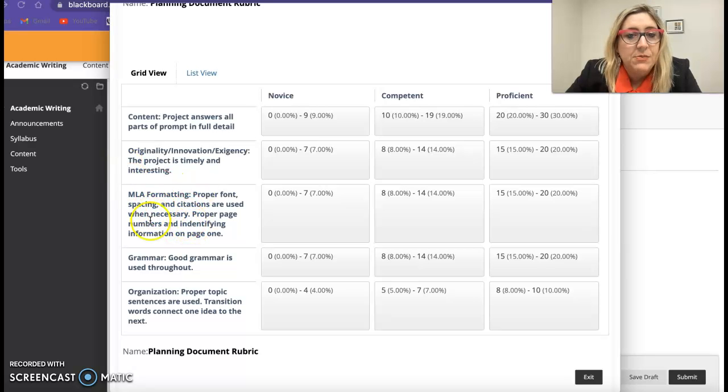We're also going to be getting some points for MLA formatting, of course. I know that that's going to be new for some of us, but do your best to follow the rules. And again, those rules are going to be pretty minimal for this project because you're not required to use any sources yet. Grammar. Good grammar is used throughout. Again, I'm not necessarily looking for perfection, but things like capitalizing the word I, that counts for a lot for me.